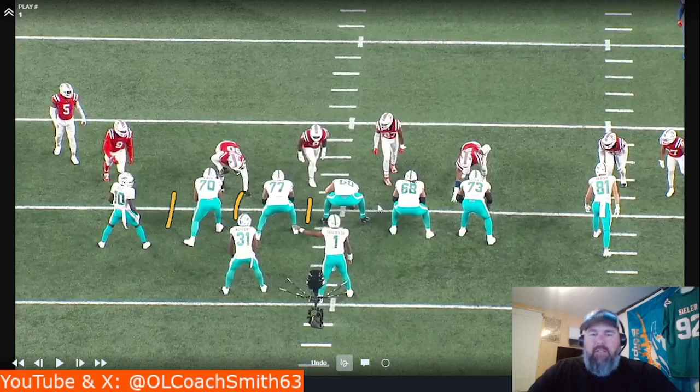On the man protection side, they're adding Raheem Mostert to the protection, so now he is going to have the first most dangerous defender, which is going to be whoever's coming through that A gap. Robert Hunt will have the second most dangerous defender. Pre-snap looks like that's going to be the defensive tackle. And Austin Jackson will have the third most dangerous defender, which pre-snap looks to be this defensive end.